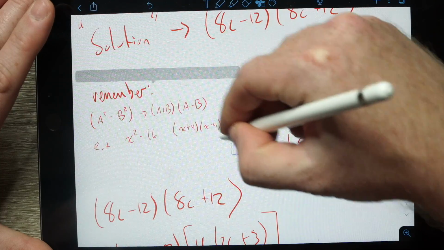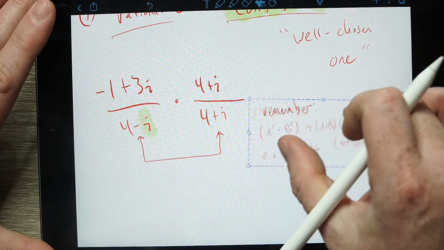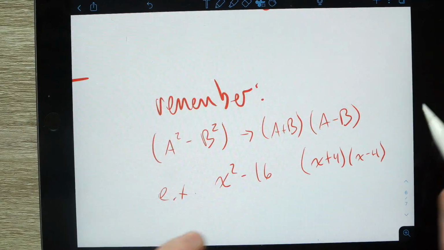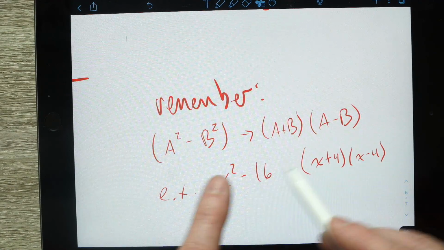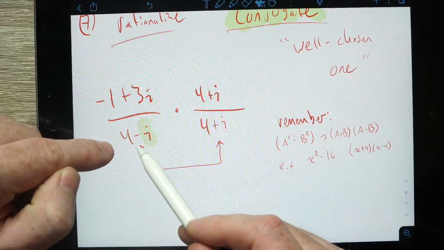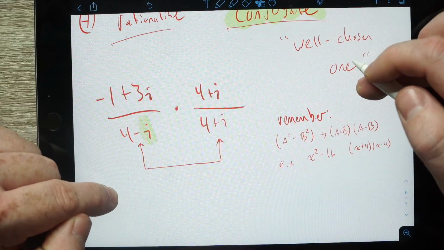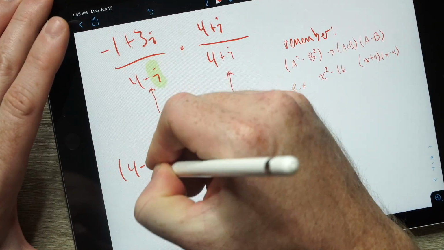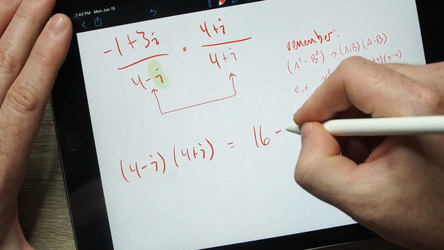I'm going to copy and paste this because it's so relevant. I'm going to zoom in here. If we remember that a plus b times a minus b is equal to a squared minus b squared, then we can look at this and say, oh, a minus b times a plus b. We should be able to transpose this. So in fact, 4 minus i times 4 plus i is equal to 16 minus i squared.